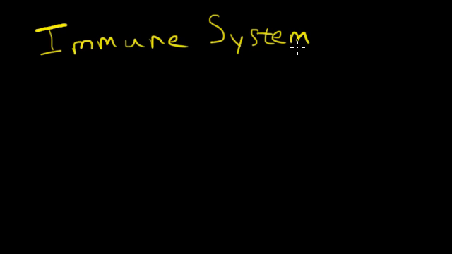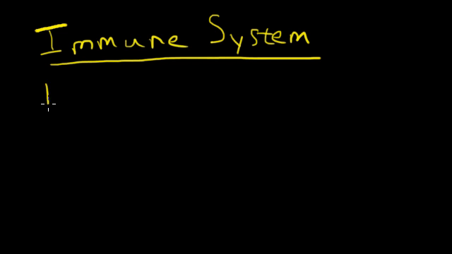Let's take a look at the immune system. And as its name implies, the immune system, like a lot of other systems in the human body, or the body of any animal, is composed of numerous parts.